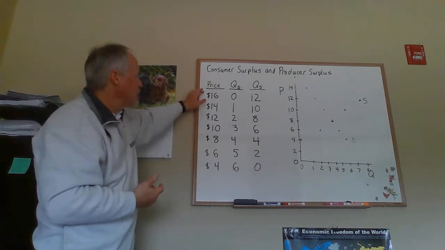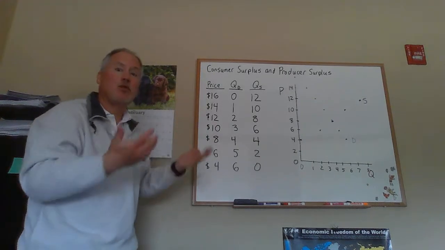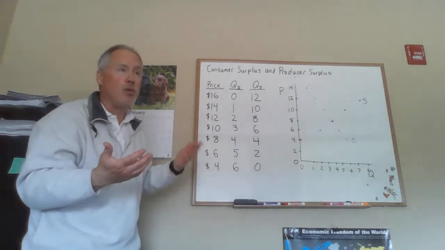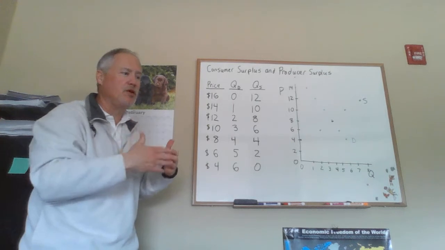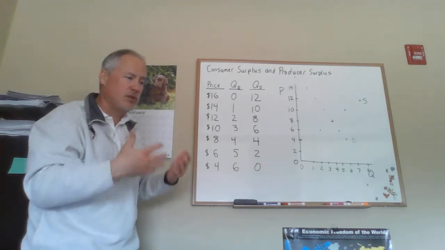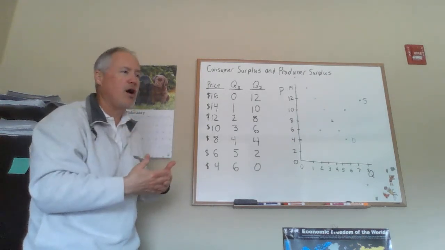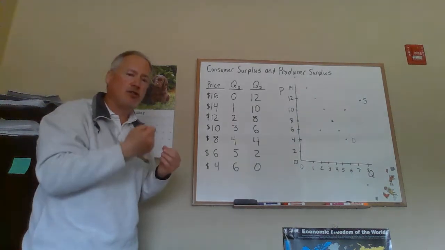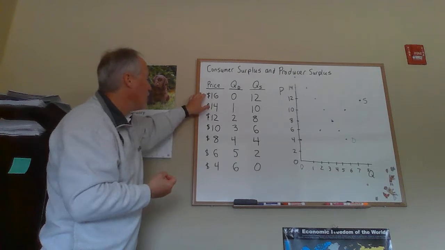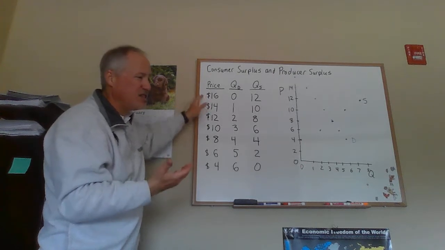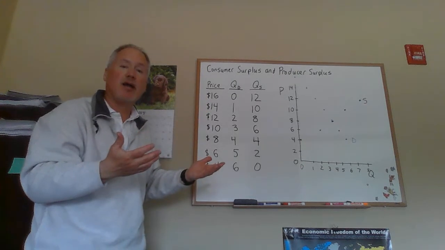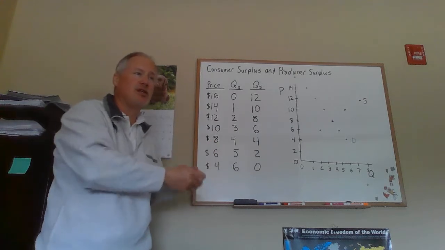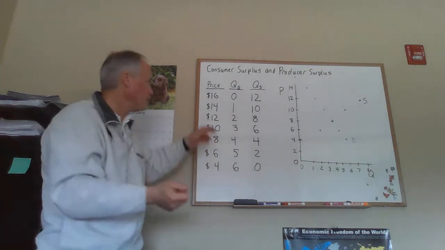Well, at a price of $16, the quantity demanded is 0. So we'd have to say if consumers are being rational in their choice to purchase this good, so think about what we talked about in chapter 1, well, they'd have to be saying at a price of $16, this good isn't worth buying at all. They'd prefer to keep $16 than to spend it on this good.